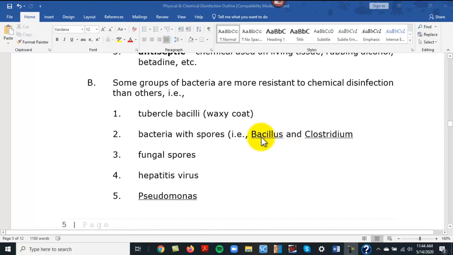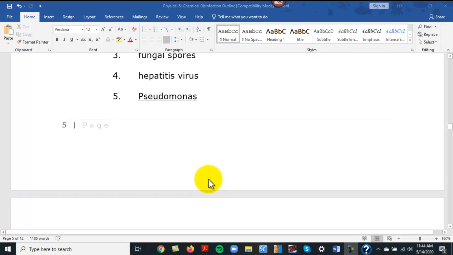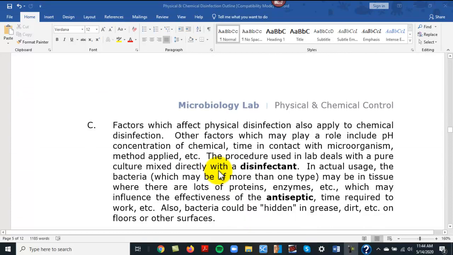So here are some things that are tricky to kill. We talked about bacillus with the physical control, Clostridium tetani, Clostridium botulinum. Those are the bad bacteria. But tuberculosis, waxy coat, anything that forms a spore, fungal spores, they float in the air. The hepatitis virus has an envelope. It's hard to kill. Pseudomonas is a bacteria. It's actually called Pseudomonas aeruginosa. And extremely resistant, can grow in betadine. It's pretty prominent in people who have third-degree burns. They get infections of that.